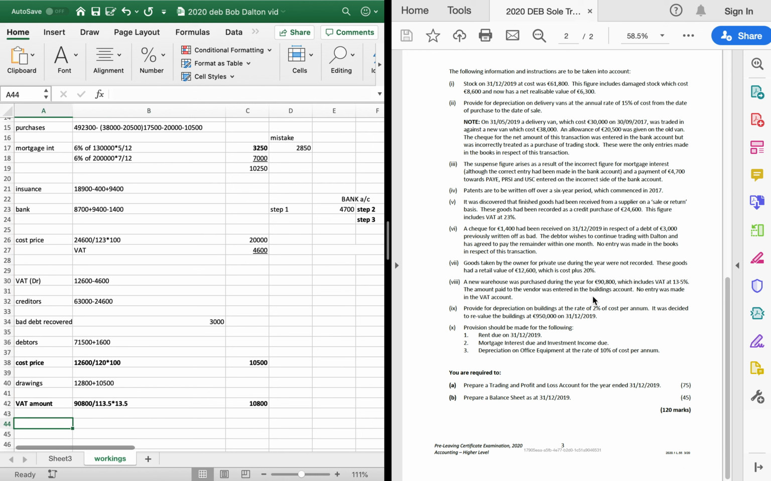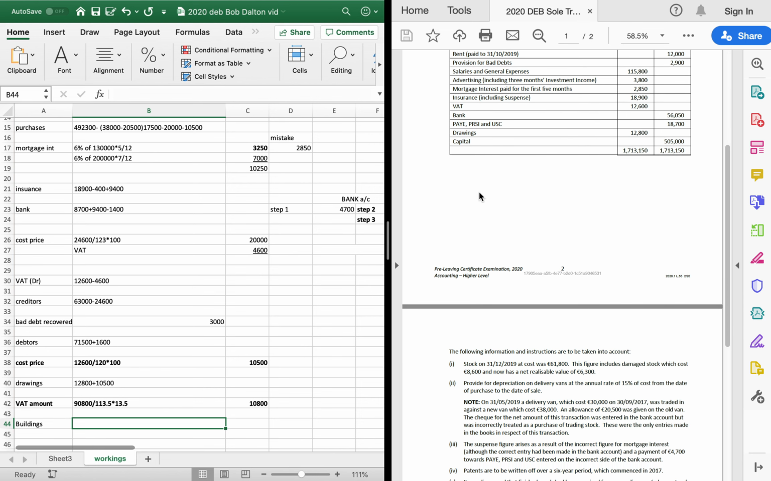Anyway, that 10,800 needs to get taken out of buildings because it's included and it shouldn't be. In effect, we should have included 80,000 in buildings, the amount minus the VAT, and we've included 90,800. So we need to take it out of buildings. So we're going to credit it to buildings.